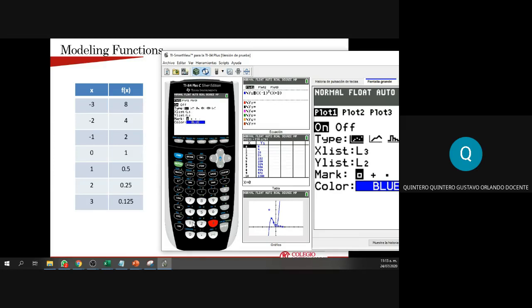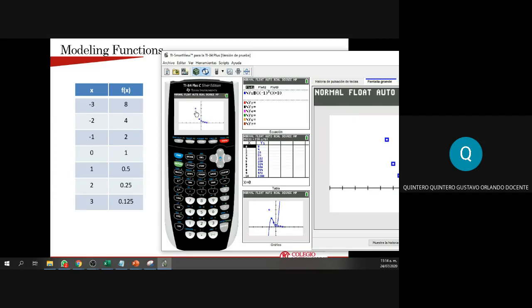In my case, I want to have it for list 1. So I just do this. I know, let's erase. Second 1, list 1, and the values of y, list 2. The mark doesn't really matter. The color doesn't matter, right? From here, what do we do? Now we press graph. And look at that.